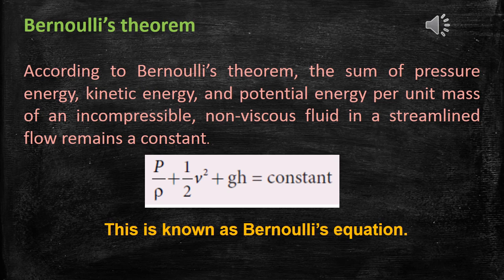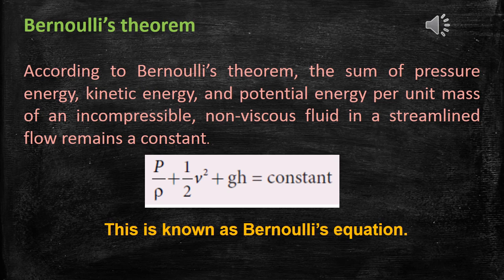In 1738, the Swiss scientist Daniel Bernoulli developed a relationship for the flow of fluid through a pipe of varying cross-section. He proposed a theorem for the streamlined flow of the liquid based on the law of conservation of energy. Now we will see the statement of Bernoulli's theorem.